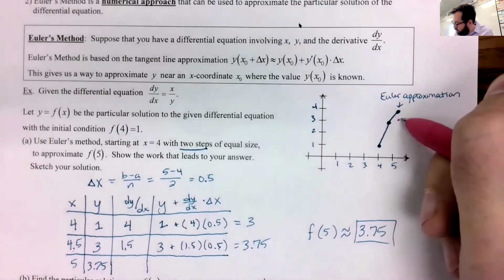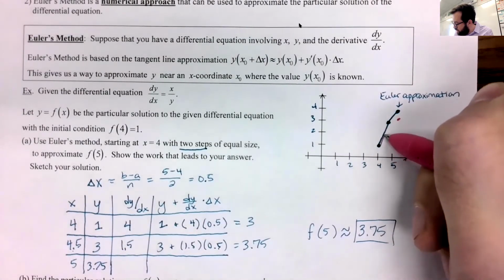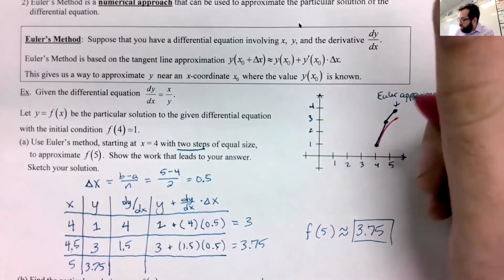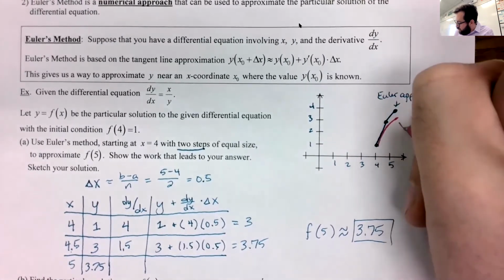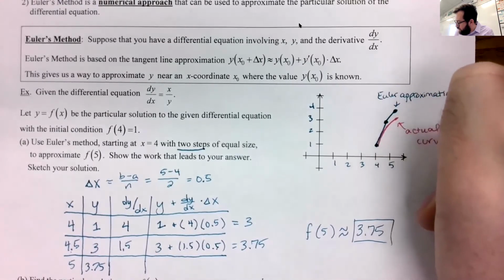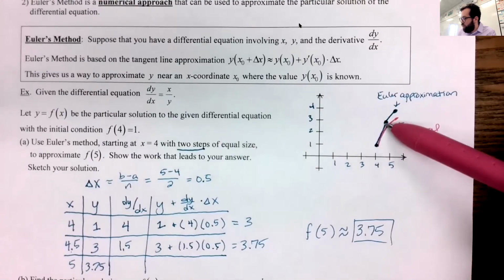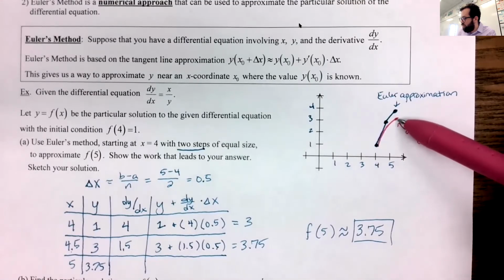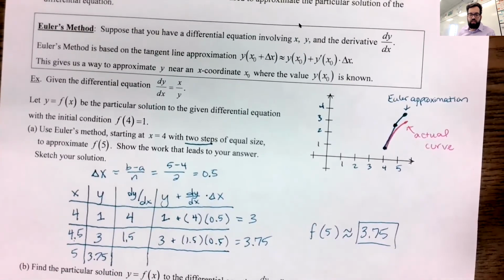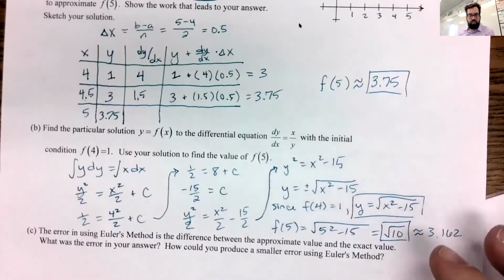So our curve probably actually did something like this. We'll call that the actual curve. So you can see that the further we went in our Euler approximation, the further we got away from the actual curve, but it's still a decent approximation.